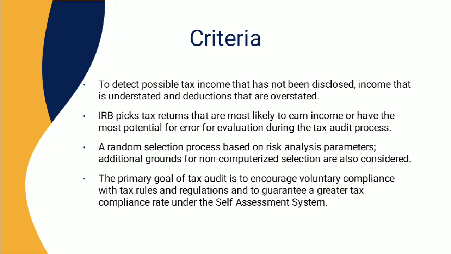They pick tax returns that are most likely to earn income or have the most potential for error for evaluation during the tax audit process. They are using the automated system for random selection process based on risk analysis parameters. However, additional grounds for non-computerized selection are also considered. The reason for being chosen for audit is not disclosed to the taxpayer who has been chosen for tax audit.